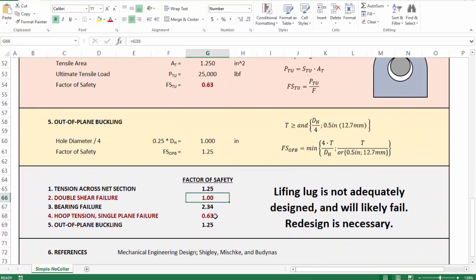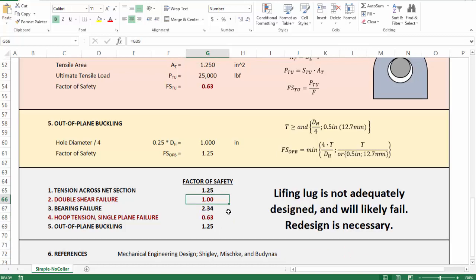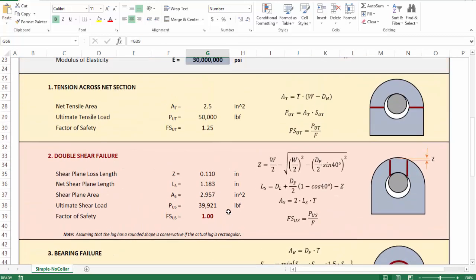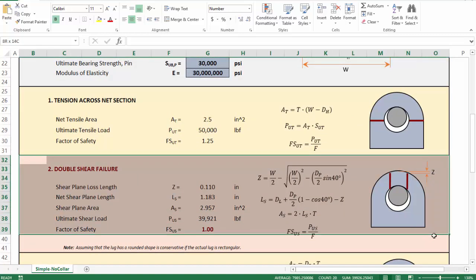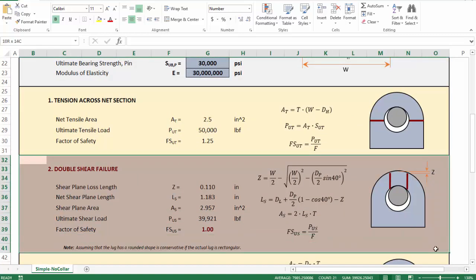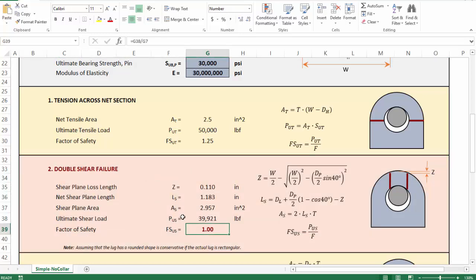And then here, there's a summary as well. So these are both red, notifying that they're unacceptable. And then your statement changes as well. Lifting lug is not adequately designed and will likely fail. Redesign is necessary based on these factors of safety being less than 1. And also, if the factor of safety is less than 1, the whole area of the safety criterion will change to red and will have red text.